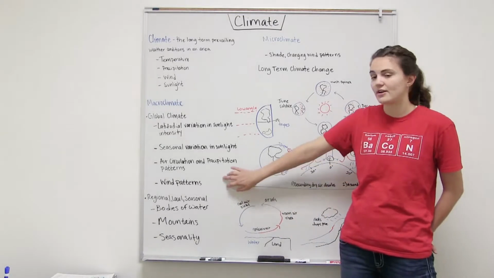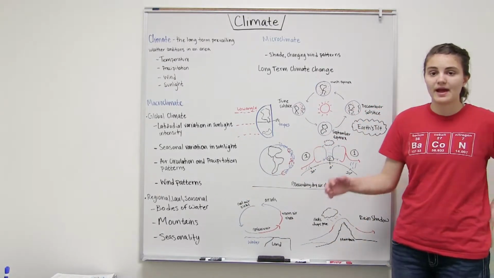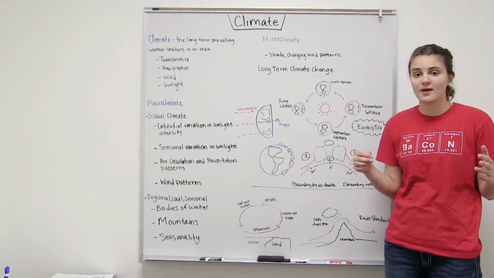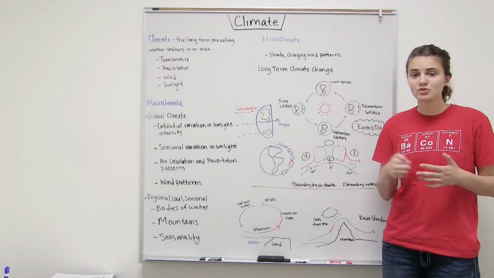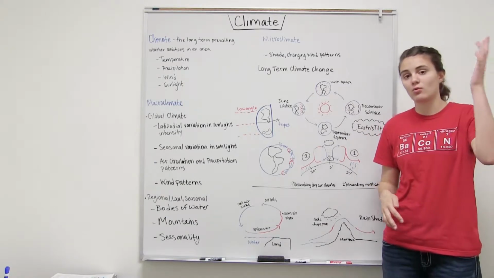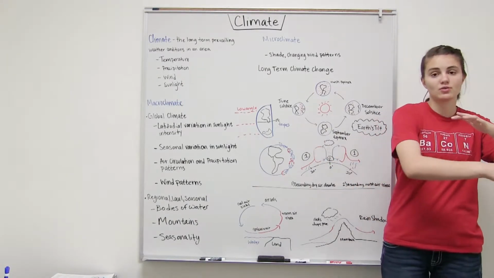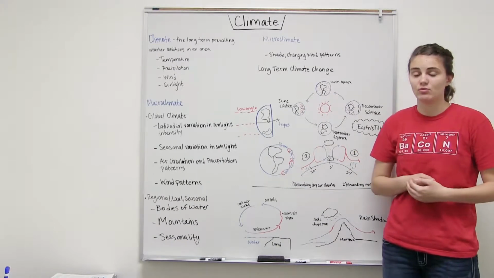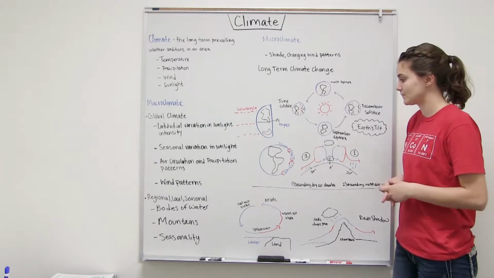The last one is wind patterns. We have different wind patterns because of the different temperatures of the air. The warm air will rise, and then it will cause colder air to rush in, and so we're able to track these different wind patterns.